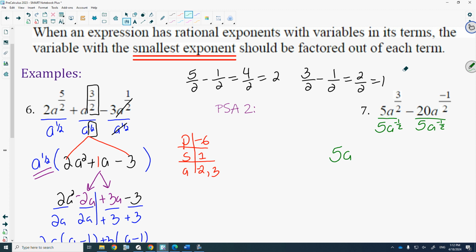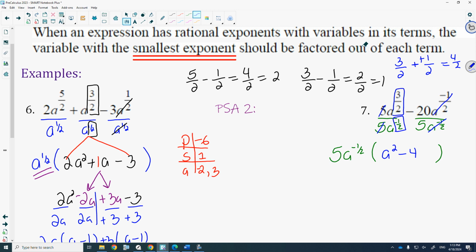So remember, your GCF goes in front of your bracket, answer in the bracket. So 5 divided by 5 gives you a 1. And then I'm going to have 3 over 2 minus this. Two negatives will give you a positive, and that's going to give us 4 over 2. 4 over 2 reduces to 2. So it would be a squared minus 20 divided by 5 is 4. And then a to the negative 1/2 over a to the negative 1/2. If you did negative 1/2 minus negative 1/2, you'd get a to the 0, which is 1. So this will cancel.